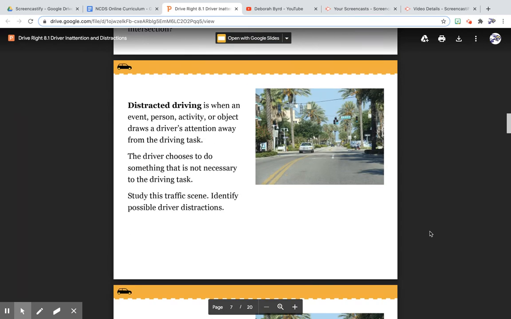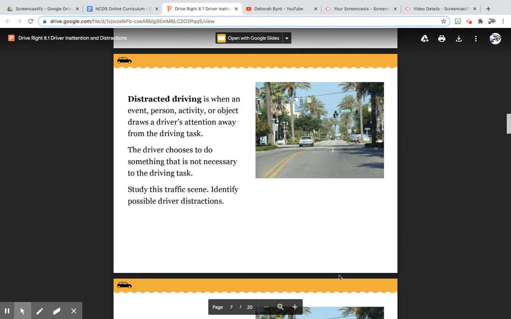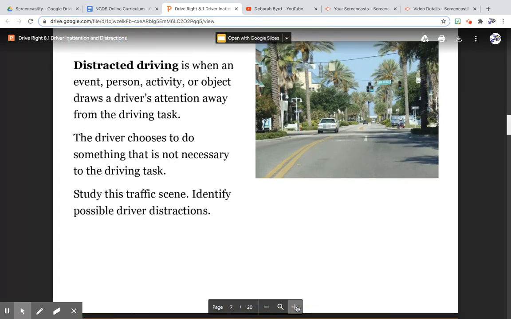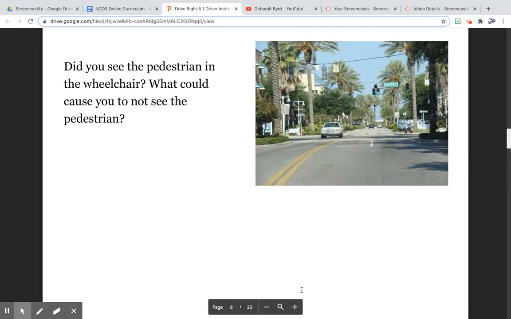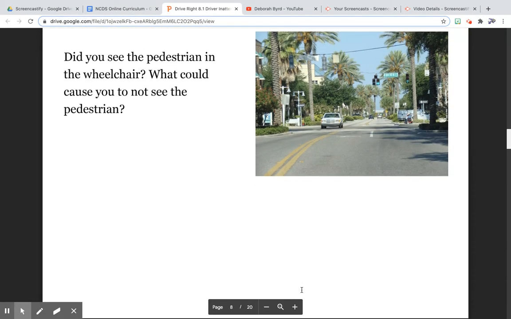Distracted driving is when an event, person, activity, or object draws a driver's attention away from the driving task. The driver chooses to do something that is not necessary to the driving task. Study this traffic scene. Identify possible driving distractions. Did you see the pedestrian in the wheelchair? What could cause you not to see the pedestrian?